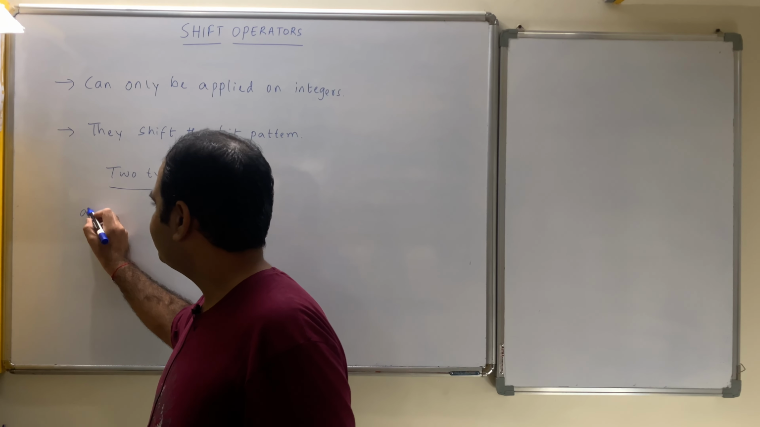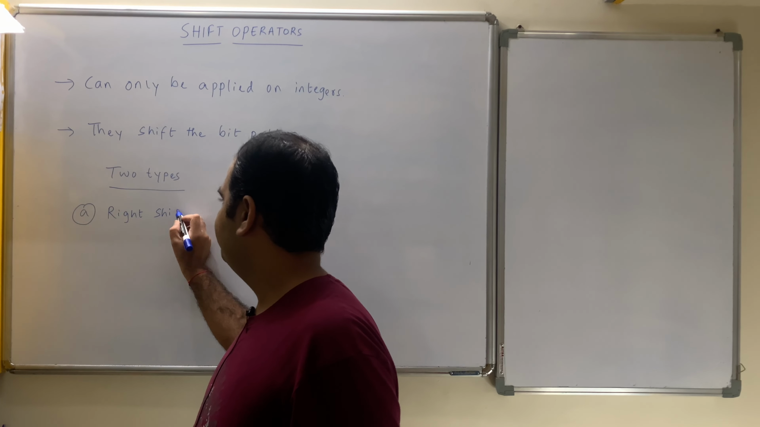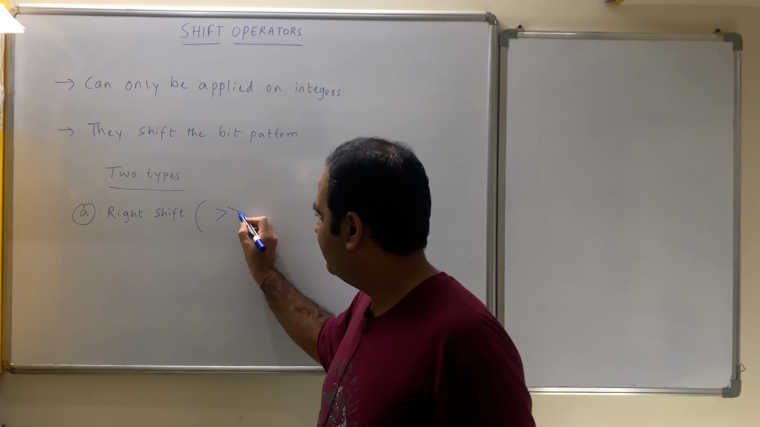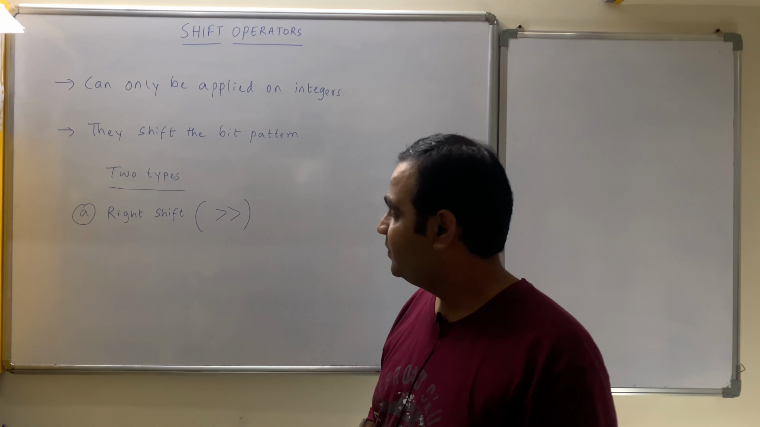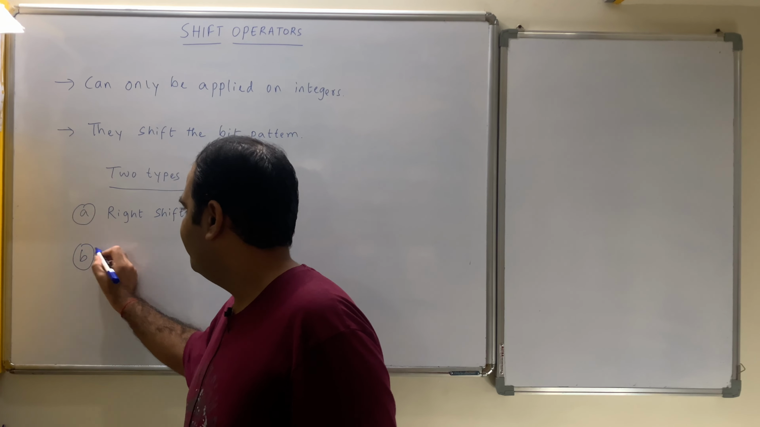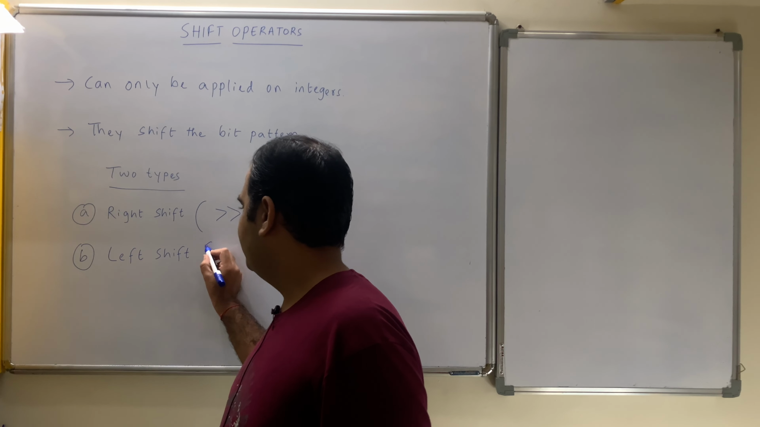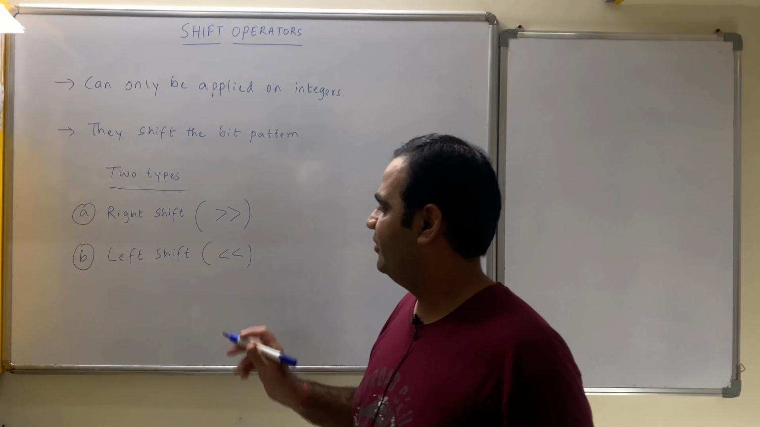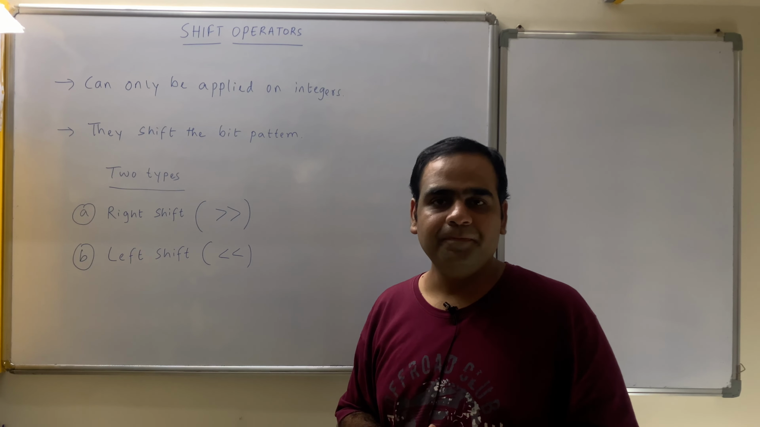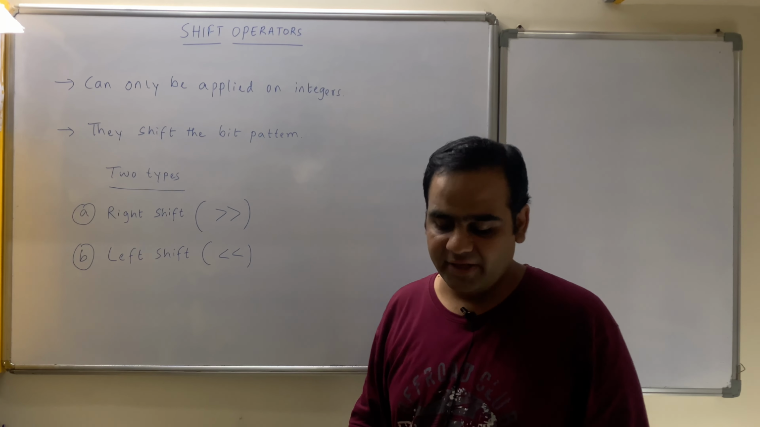The first one is the right shift operator. And what is the symbol for right shift? It is two greater-than signs, >>. The arrow is pointing towards right. And the second one we have is the left shift operator. Now here the arrow is pointing towards left. Please see here, two less-than signs, <<, is the left shift operator. Now let us discuss the right shift and the left shift in detail.